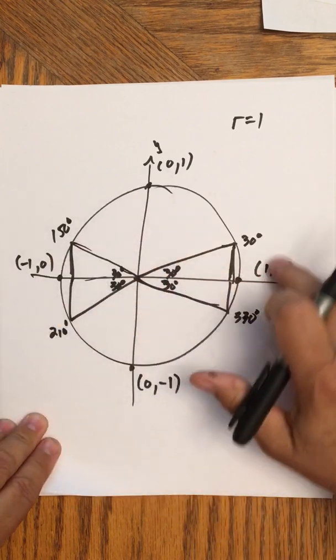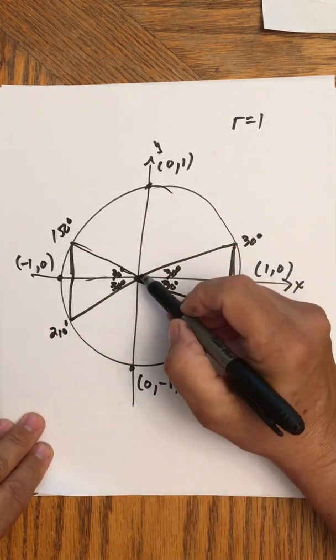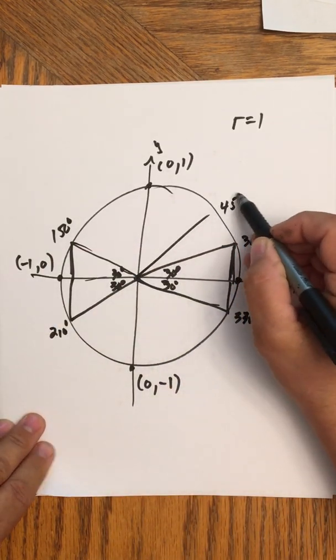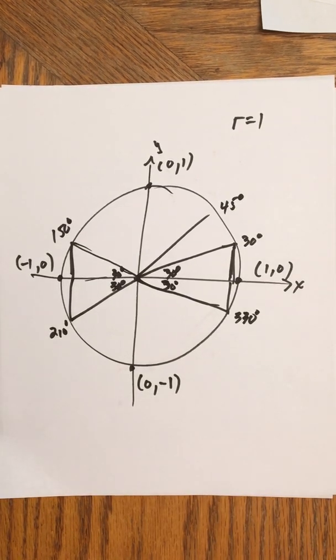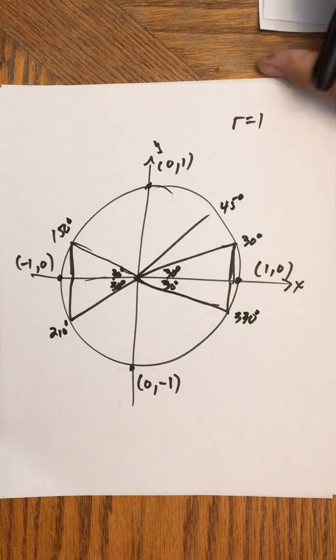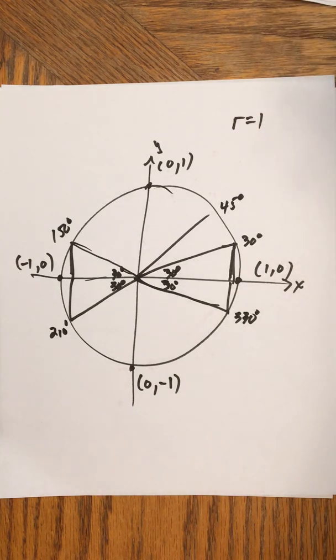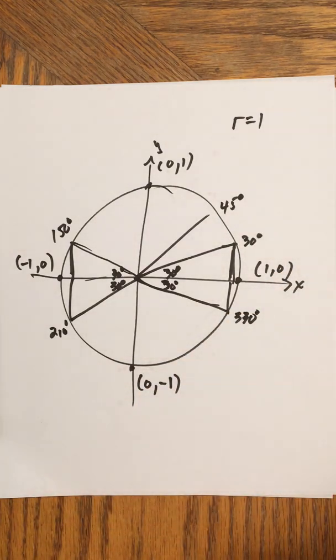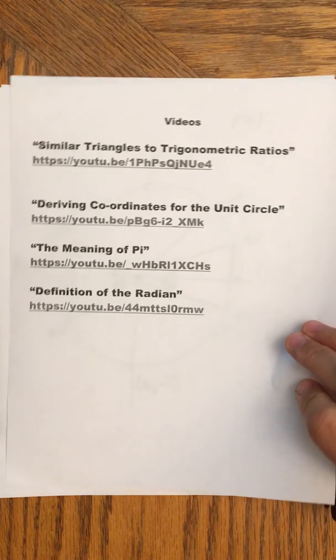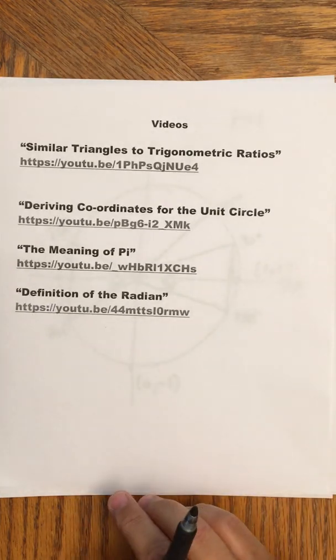So then how do I get to know what are these coordinates? Or the ones for 45, and so on and so forth. Well, I've got a video for you on deriving the coordinates. Let me see if I can find that. Hold on, I got a lot of pages flying around. Still flying around. Here it is. You can watch this video deriving the coordinates for the unit circle.